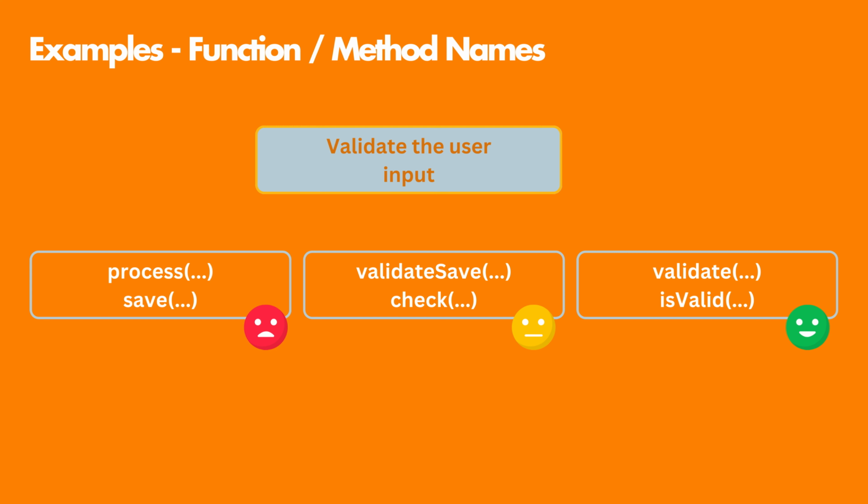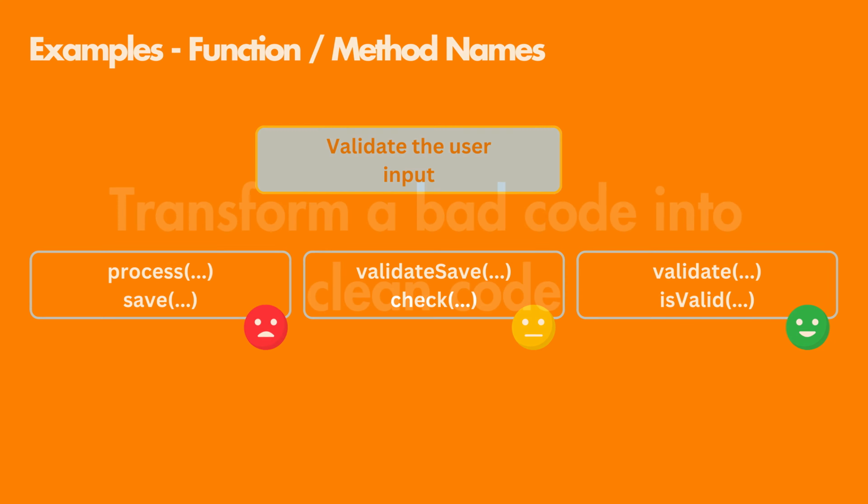In essence, the key is to choose names that provide clarity and accurately represent what the function or method does. Your naming should eliminate guesswork for anyone reading your code. So when you encounter a task like naming a function that validates user input, choose a name like validate or isValid for utmost clarity.